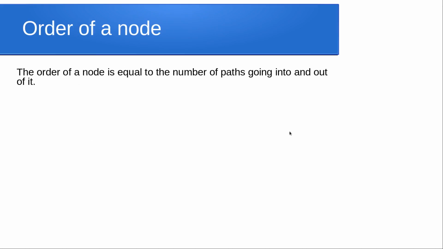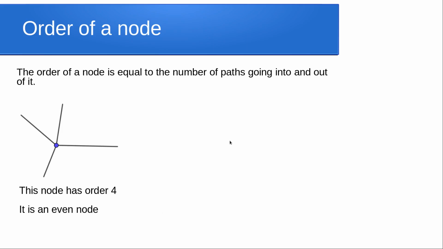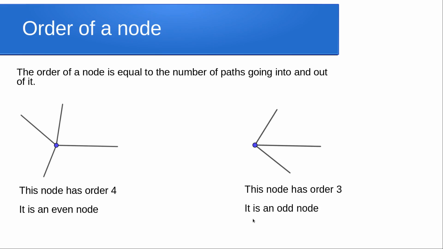Okay, so to work out whether a graph is traversable or not, we need to know about the order of the node. The order of a node is equal to the number of paths going into and out of it. So let's look at this example. Here's our node, and it's got 1, 2, 3, 4 paths going into it. So that node has order 4, and we would call that an even node. And if we look at this example here, we've got 1, 2, 3 paths going into it. So that node has order 3, and we would call that an odd node.